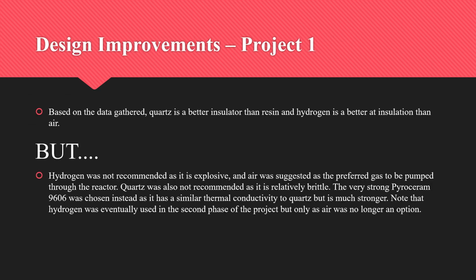The steel, hydrogen, quartz combination proved to be the best insulation. However, due to hydrogen being explosive, air was selected as the preferred gas. And quartz, while proving mathematically to be the best material for the wall, was not recommended due to its brittle nature. Pyroceram 9606 was chosen in place of quartz as it is less brittle and has a similar thermal conductivity.